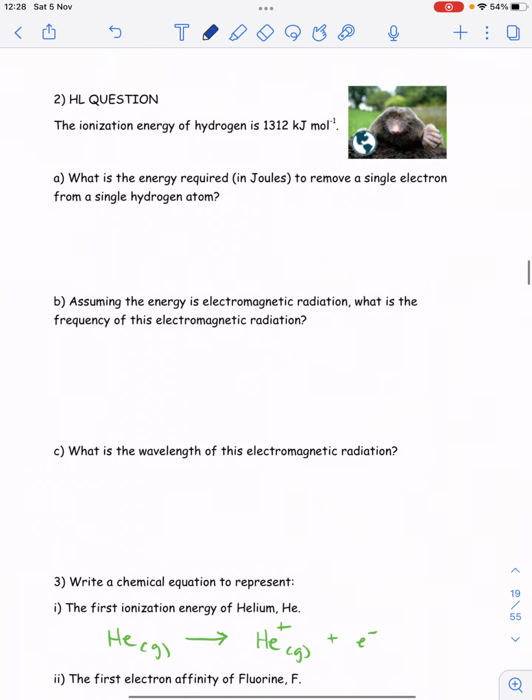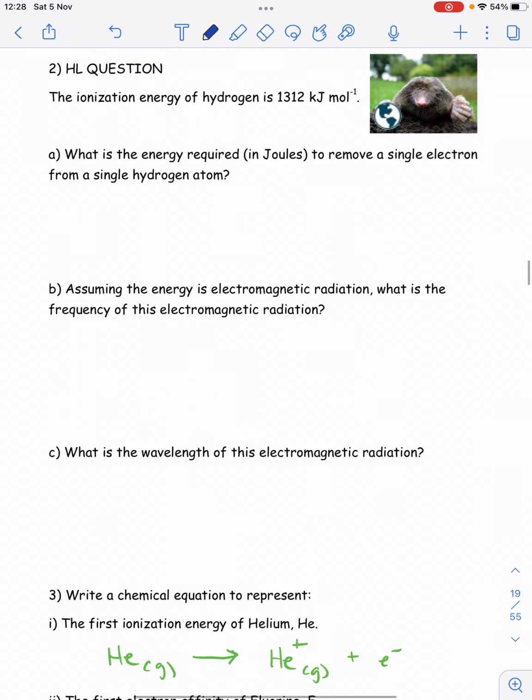Now this last question is one where they've actually left the value as it would appear in the data booklet, with the ionization energy of hydrogen as 1,312 kilojoules per mole. So these values are always measured per mole of particles because the values per single atom are so tiny. Now, that means that you need to be prepared to turn values that are per mole into values per atom. That means we need to use Avogadro's number, and we want the value in joules instead of kilojoules.